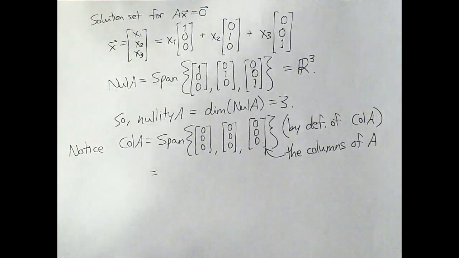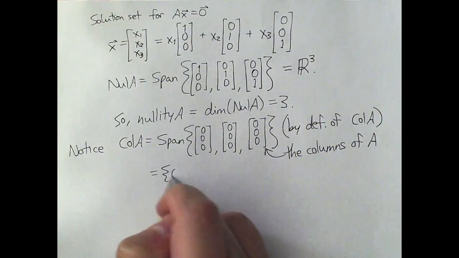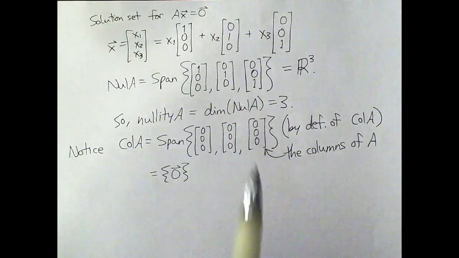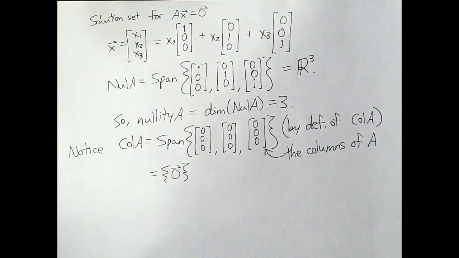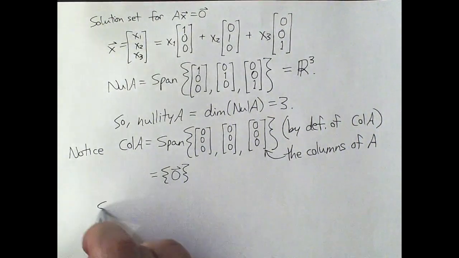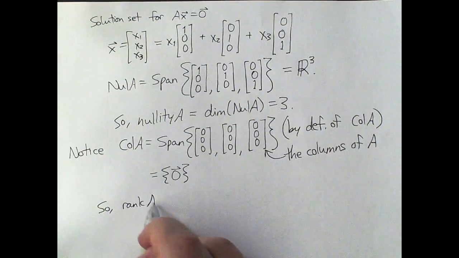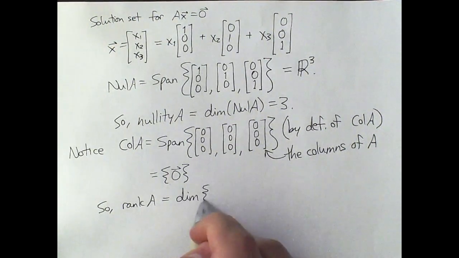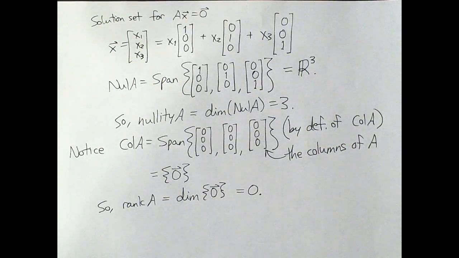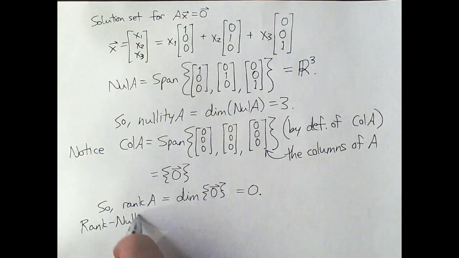But maybe a more concise way to write this set is, this is the set containing only the 0 vector. Because what is it? It's all linear combinations of these columns, right? It's all multiples of 0. What are all multiples of 0? 0. So the rank of A is the dimension of this set, which we have defined that dimension to be 0. And just for completeness, we will verify what the rank nullity theorem says.